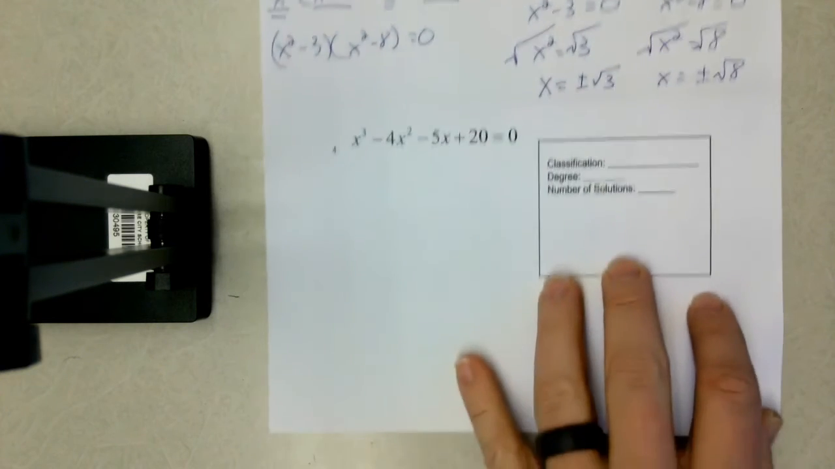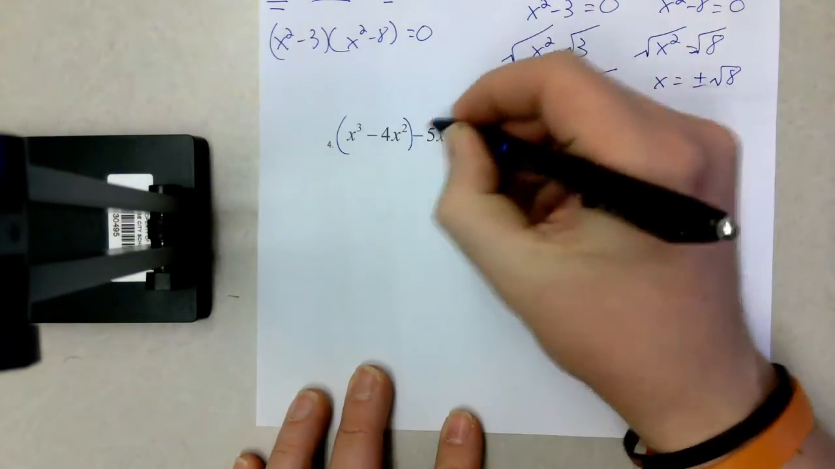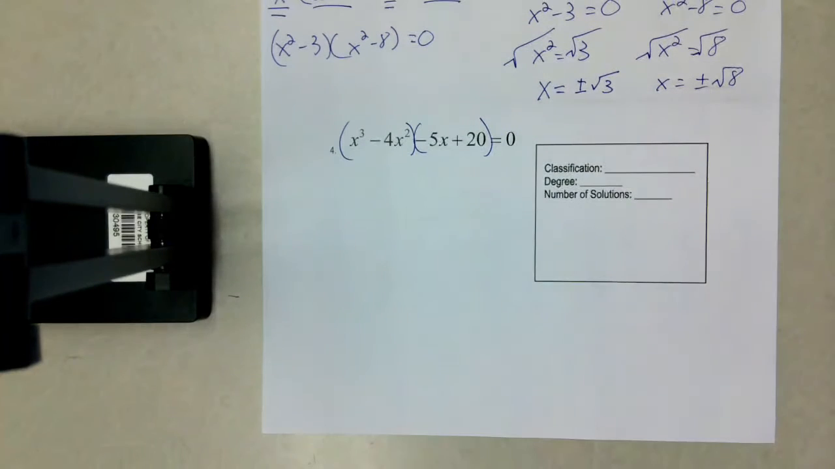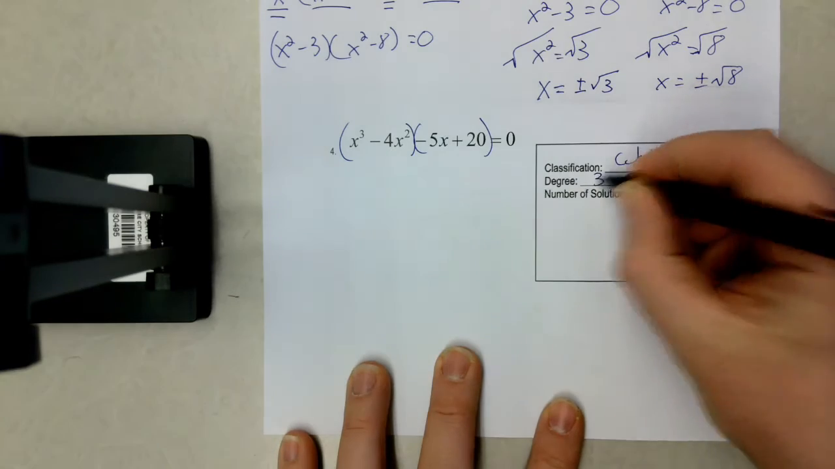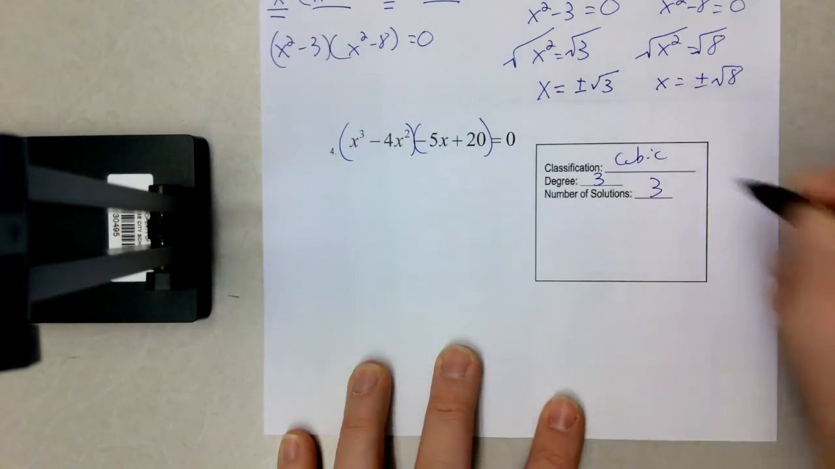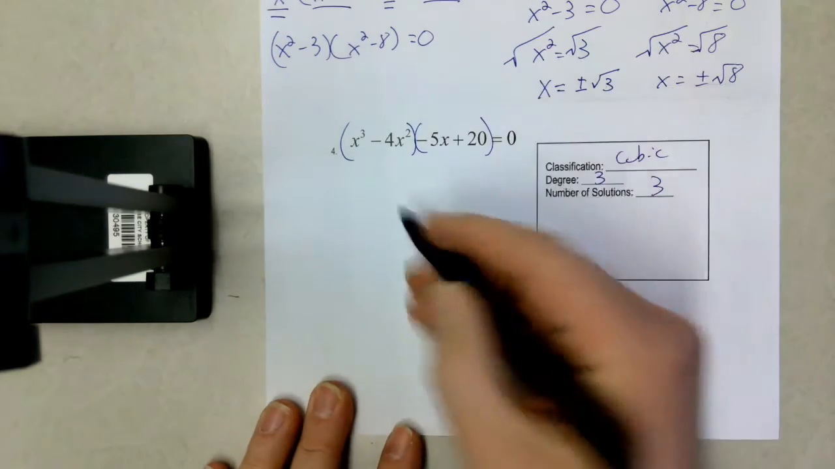Okay, very last one. Here we go. We've been doing a lot of factoring by grouping. So we have 4 terms. This is a cubic, degree of 3, which is the highest exponent. We're going to have 3 solutions. Okay, let's factor out what we can.